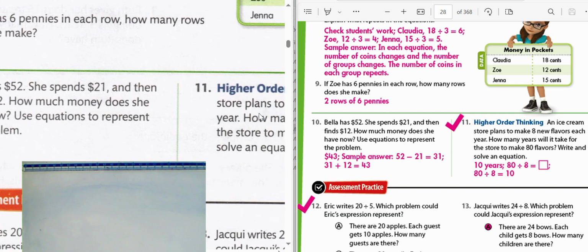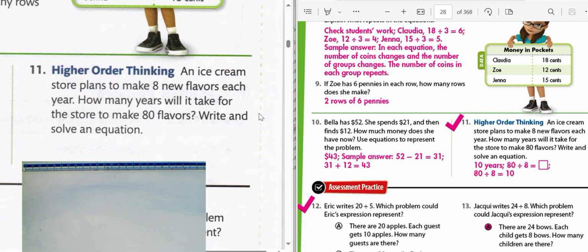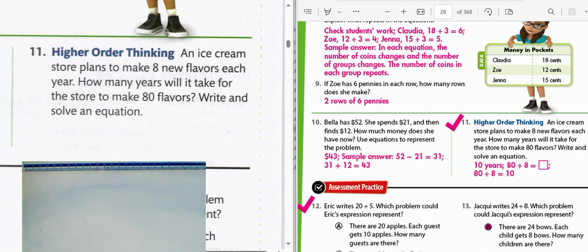Question number 11, higher order thinking. An ice cream store plans to make 8 new flavors each year. How many years will it take for the store to make 80 flavors? Can you tell me? We want to divide 80 by 8. 80 divided by 8 equals 10. Because the number here was 8. An ice cream store plans to make 8 new flavors each year.